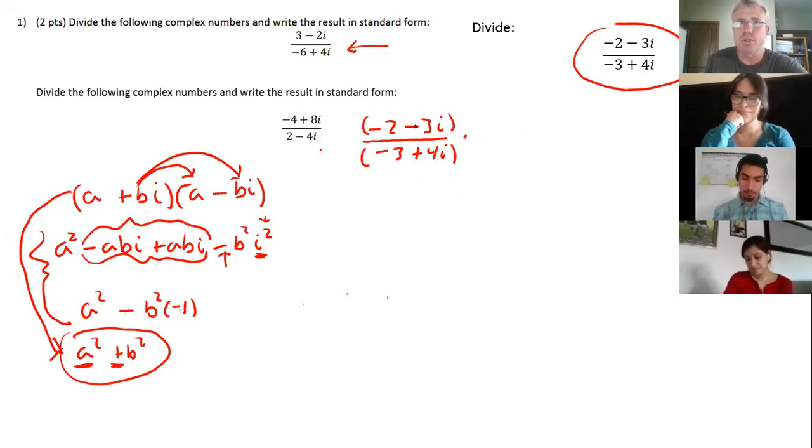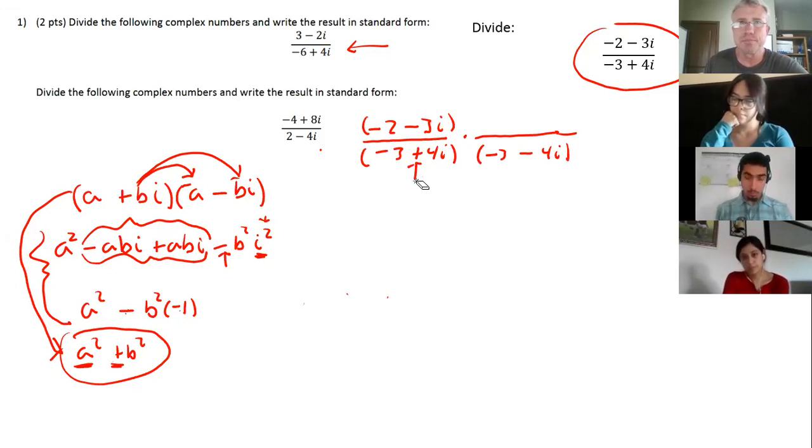So the idea is when you're doing a division, you want to take advantage of this fact that if you multiply a complex number by its conjugate, you get a real number. You want to take advantage of this to get the denominator converted into a real number. So the way that you do that is you multiply the denominator times its complex conjugate. So I go -3, and the 4i stay the same. And then I see the operator is a plus, so I'm going to write a minus.